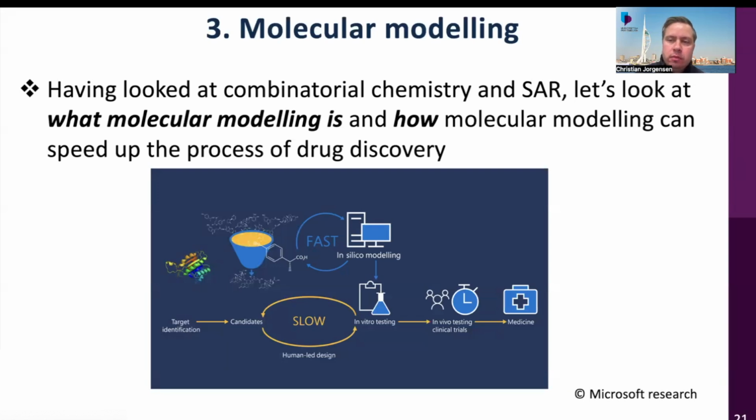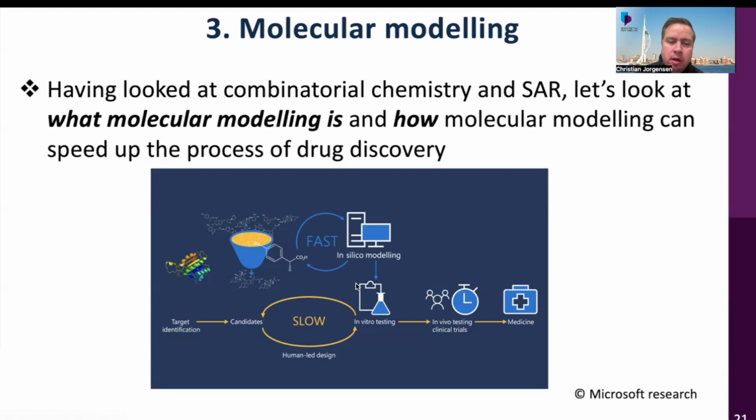Okay, everyone. Having now covered combinatorial chemistry and structure-activity relationships, we will now look at the third skill set in your lab skills toolkit, which is molecular modeling. We will look at what molecular modeling is and how molecular modeling can speed up the process of drug discovery.